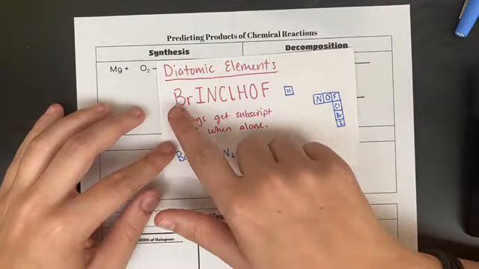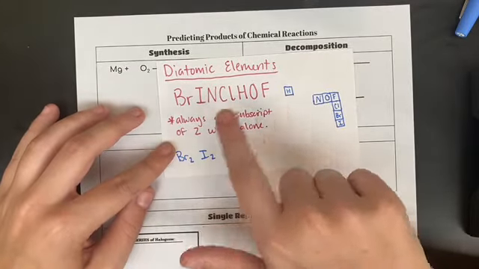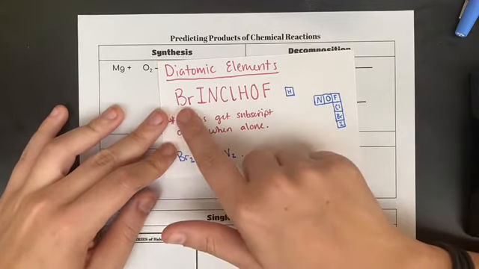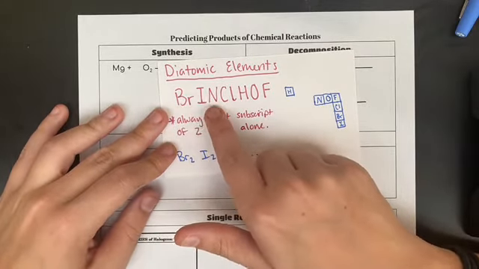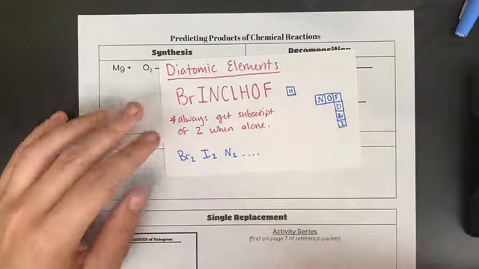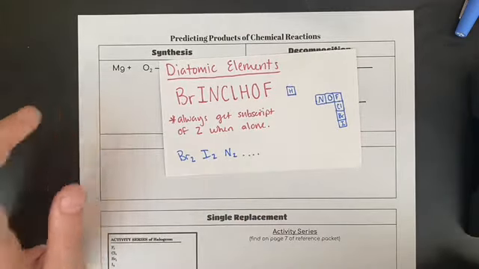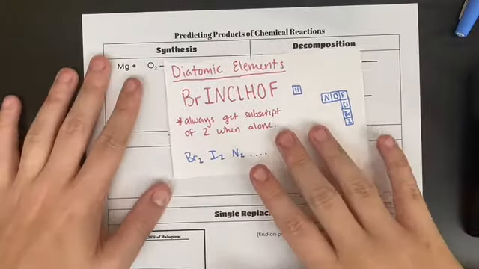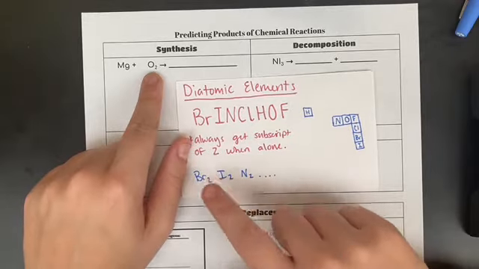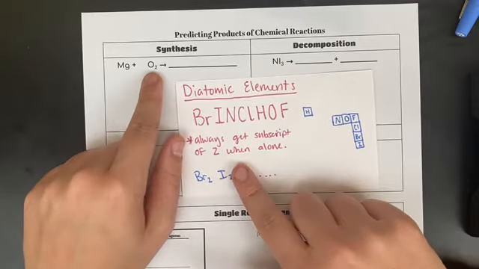So basically, anytime you see any of these 7 elements, they sometimes go by Brinkelhoff. So that stands for Br for bromine, iodine, nitrogen, chlorine, hydrogen, oxygen, and fluorine. Anytime you see any of those elements by themselves in a chemical reaction, like right here, that oxygen is by itself, it's going to have a subscript of 2.